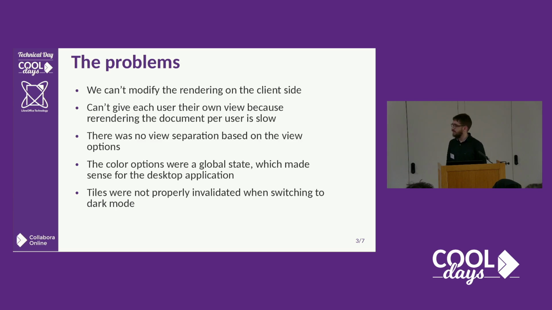There are some things that a user can activate that they want to see that other users would not want to see. For example, spell checking or non-printing characters. Another issue was that the colors were a global state. They were a static struct in the core code, which made sense for the desktop application because you only have a single person viewing it. So if you have dark mode in one window, you generally want it in the other window as well, but it doesn't make sense in the online. And the tiles were not properly invalidated when switching to dark mode, so that was another problem.